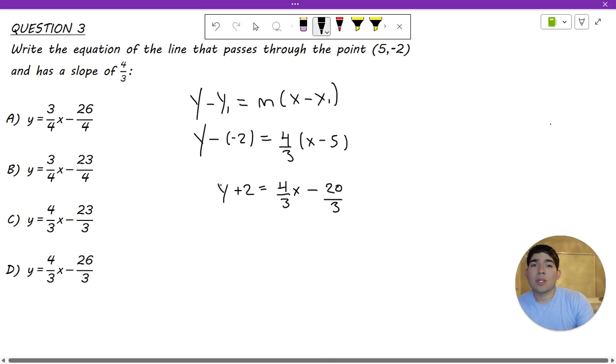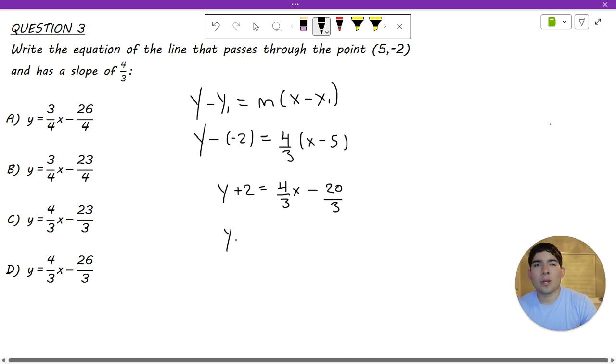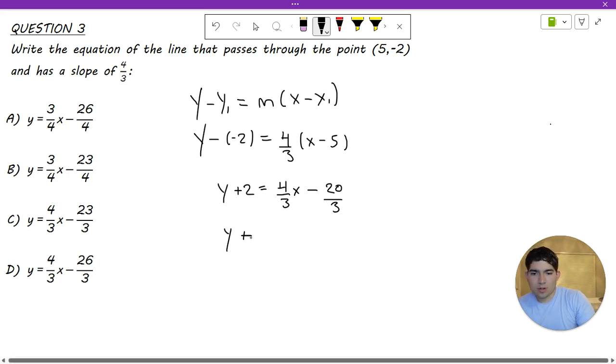So now remember, we need to isolate the y to get our standard form of an equation. In order to do that, we're going to subtract 2 from both sides, but before we do that, we're going to put 2 in a like term to the 20 over 3. So 2 is the same as 6 over 3, right?